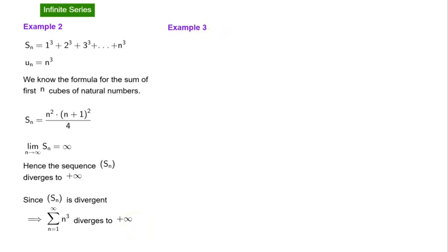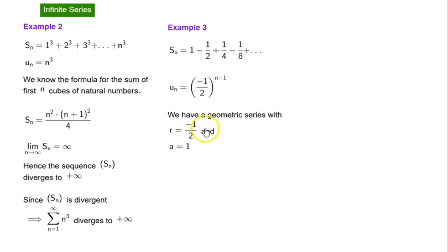Now let's look at the third example. S is equal to 1 minus 1 by 2 plus 1 by 4 minus 1 by 8 plus and so on. Now what would be its nth term? Here in example 2, we had the nth term given to us. Here it is not given to us. So when it is not given, we have to figure out the nth term. So here u sub n is equal to minus 1 by 2 to the power of n minus 1. So we have a geometric series with the common ratio r equal to minus 1 by 2 and a, which is the first term, equal to 1.